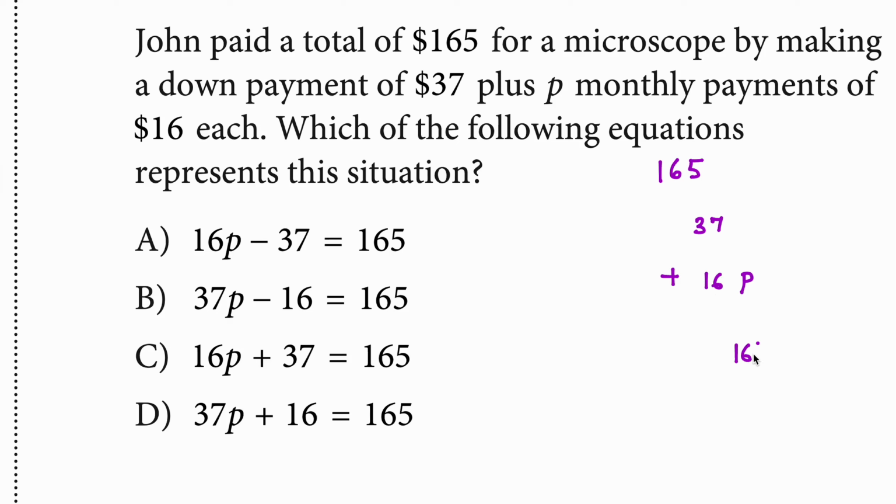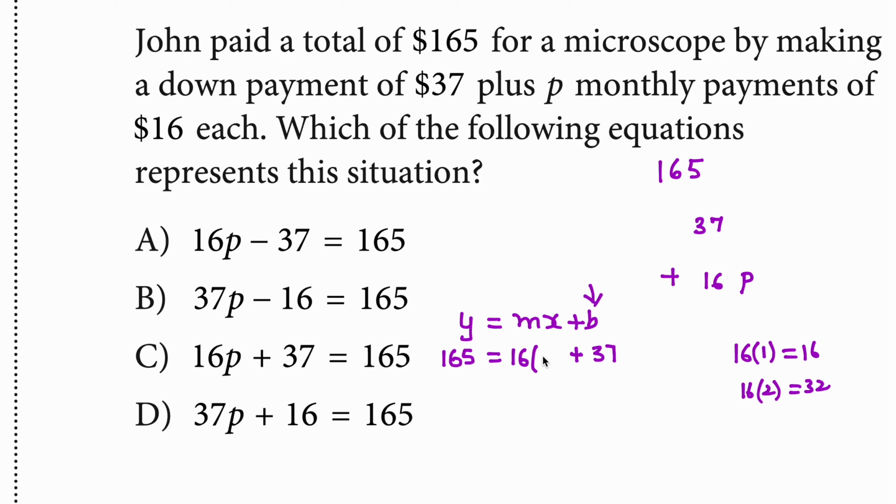Plus, he will do the rest of the payments in P months, and every month he is going to pay $16. So $16 for 1 month, that will be 16. $16 for 2 months, that will be 32. So here 16 is the rate of change. Every next time $16 will be paid for P months. So if we use the equation y = mx + b, here b is the initial value, that means the down payment, what has been done initially. So here it's 37. Y is the total cost of the microscope, and m is the rate of change, that means every next month $16 will be paid, and for how many months? P months. So it's a simple linear equation question.